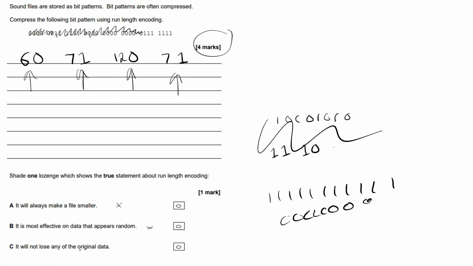It will not lose any of the original data. Yeah, that's the correct one, because run length encoding is a lossless compression, which means that it doesn't lose any of its original data. So I'll just shade that lozenge there.